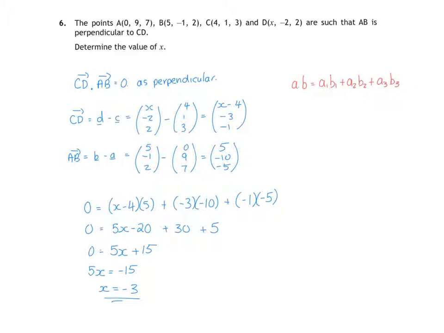So the marks for this question come for knowing that because they're perpendicular, the scalar product is equal to 0. You get 1 for finding CD, 1 for finding AB, 1 for correct substitution, so this line here, and then you get 1 for finding that x is minus 3.